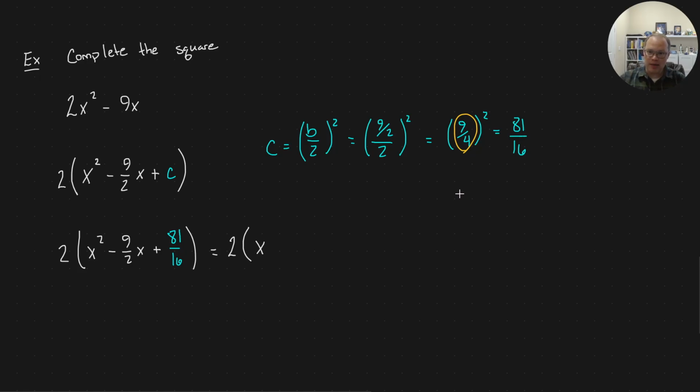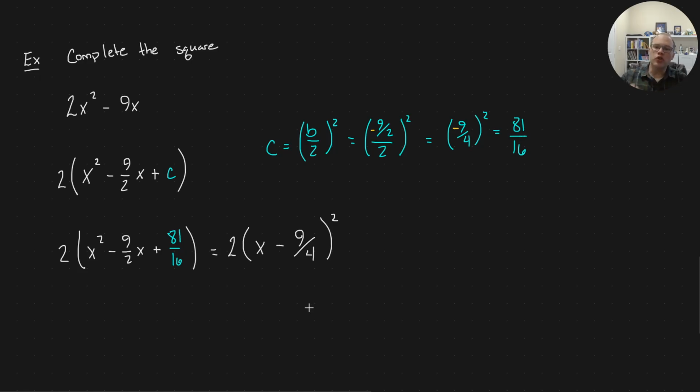And I actually made a mistake here. I'm just realizing it. My b, I wrote it as 9 halves, and it's not 9 halves. It's negative 9 halves. Now, when you square it, that really doesn't make a difference. It's still 81/16. But if I'm looking at this guy before we square it, that sign makes a difference. Okay? So before I square it, it's negative 9/4. And so this factors as 2 times x minus 9/4 squared.